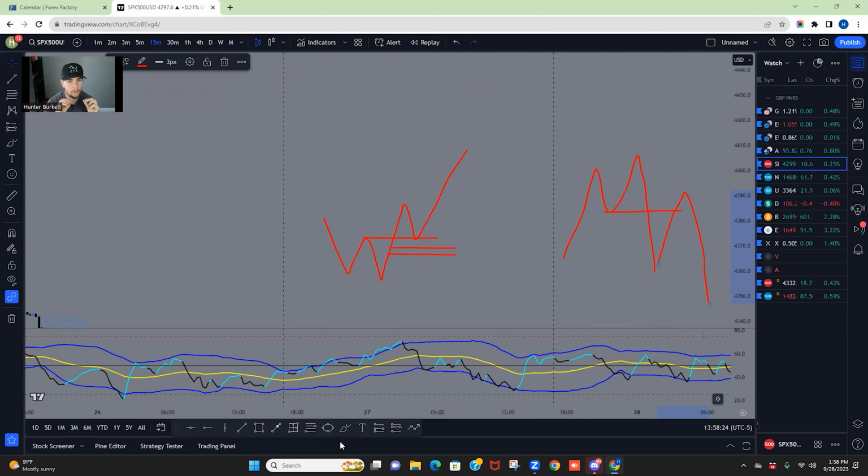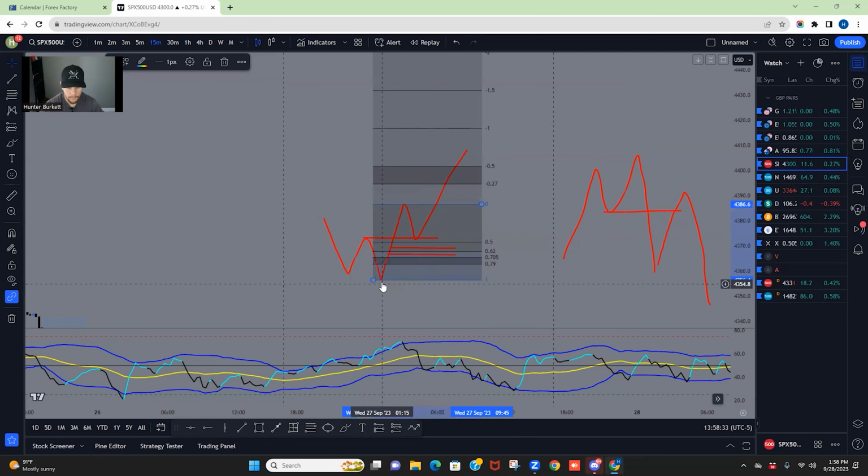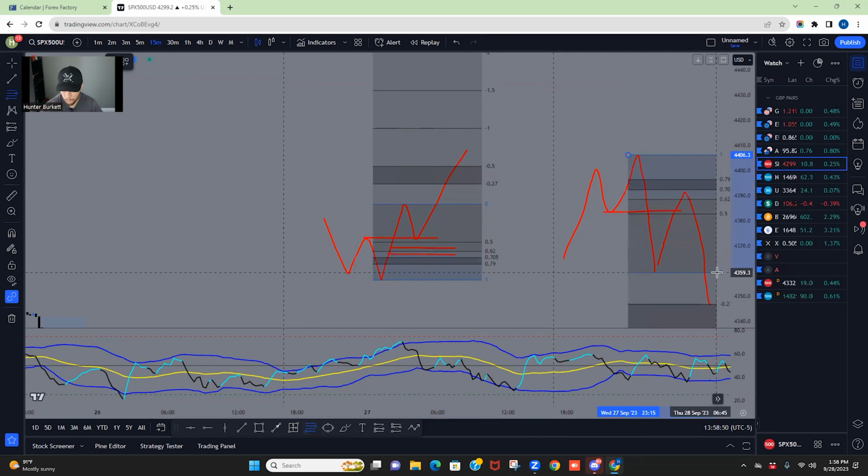You can even do this. Do what works for you, that fits your personality. Take the fibs. Go from swing high to swing low to swing high. Let it return to 62%, get an entry, or the 70 and a half. That is a discounted entry. Same thing with the sell. High to low, 62% or 70 and a half, catch an entry.